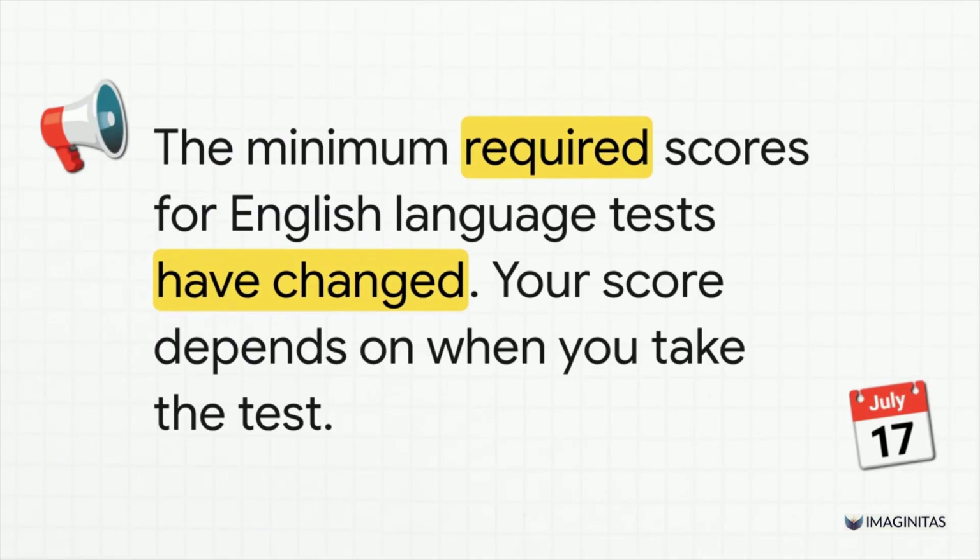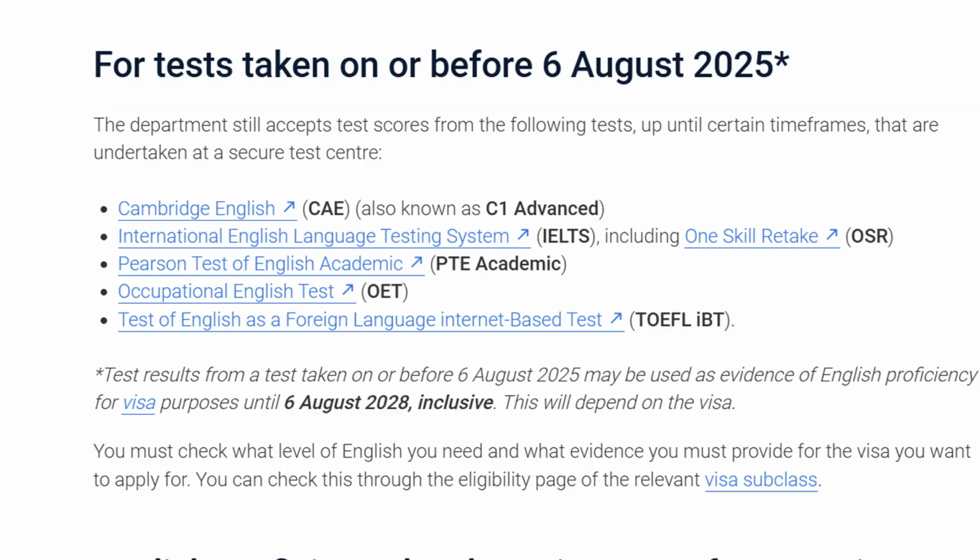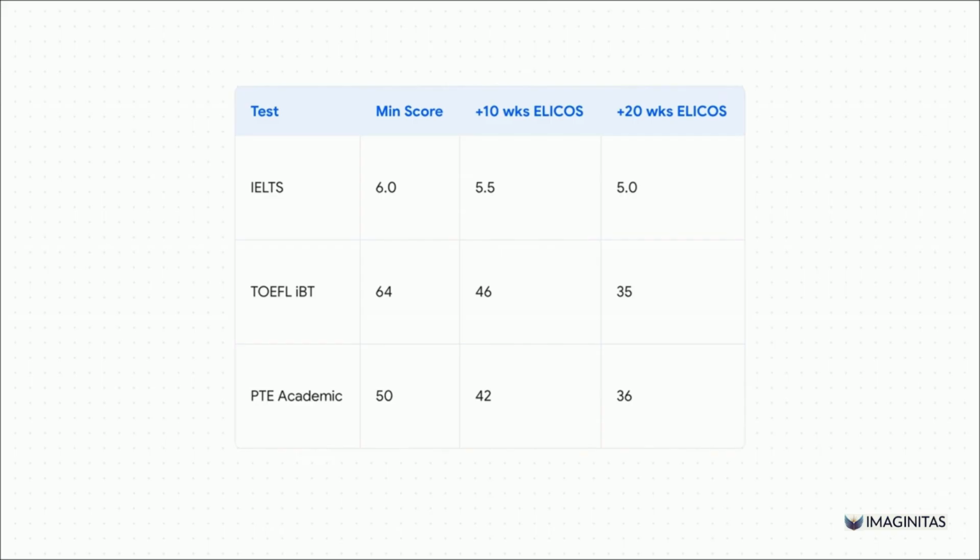And listen up, because this is a really important update. The government has changed the minimum scores required for English language tests. The score you need to get now depends on when you actually take the test. Let's look at the specifics. Okay, so focus in on this. If you take your English test on or before August 6th, 2025, this is the table for you. You can see the minimum scores, like a 6.0 for IELTS.